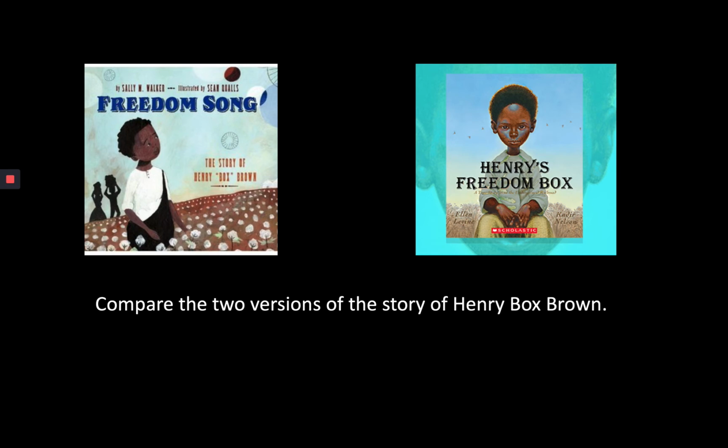Compare two versions of the story of Henry Box Brown. There's one called Freedom Song, the story of Henry Box Brown. So when you compare two stories, when you compare an author and two books that author has written, or two different authors who have written on the same subject, it is H. Again, what does the text mean? And that is H, text analysis and compare and contrast. We're going to pull on those key ideas and details. Don't worry, those haven't gone away, because all of a sudden we go back to that big idea of the reading literature standard, and it is that text evidence portion.